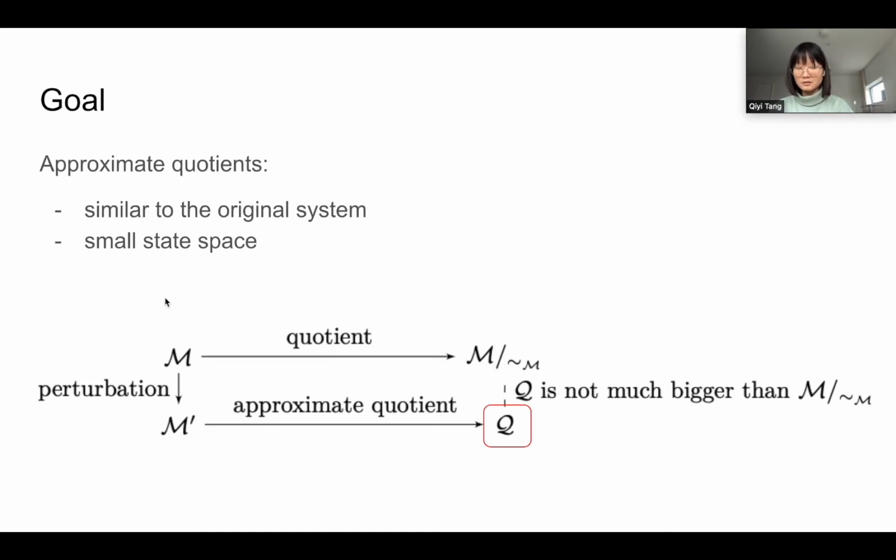Here is a picture to illustrate our goal. We are given this LMC and another LMC M prime with perturbed transition probabilities, and we would like to compute an approximate quotient, which we call Q, such that this approximate quotient and the exact quotient of the original system have a similar size. Next, I'm going to formally define approximate quotients and present the minimization algorithm to compute such approximate quotients.